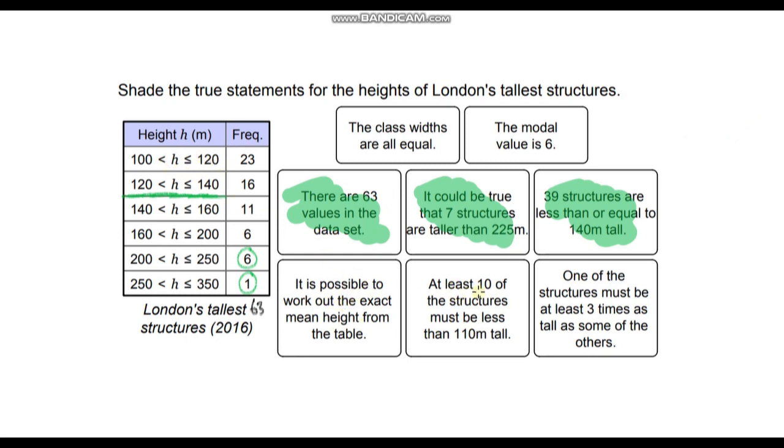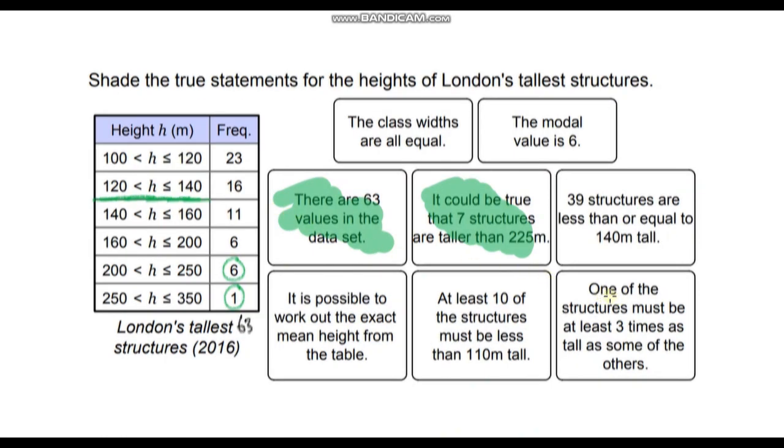The next one, at least 10 of the structures must be less than 110 meters tall. Now, again, we don't have a category for less than 110 meters. All we know is it goes from 100 to 120. So there's 23 structures that are between these heights, but we know nothing more. So all 23 of them could be between 110 and 120. There could be 0 that are between 100 and 110. So this one is also false because it says at least 10 of the structures. We don't know. There could be 0 structures that are less than 110. So that is also false.